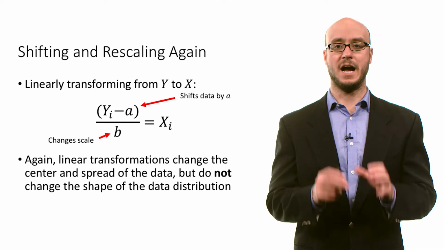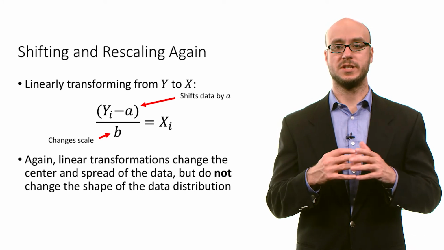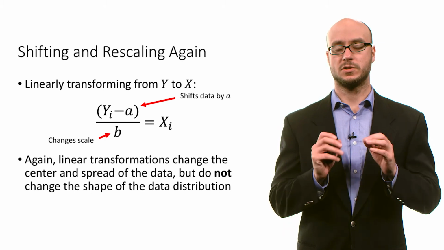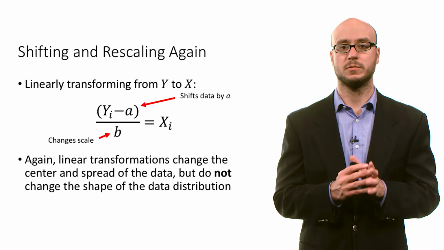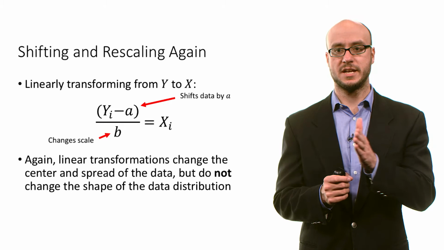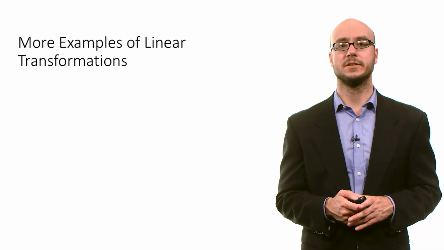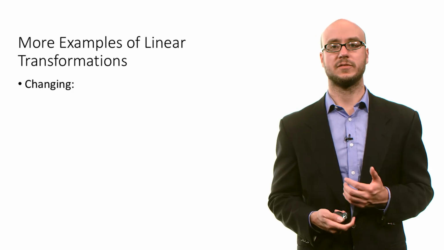And again, we are not fundamentally changing what's going on. We're just changing the center and spread of the data, but not the shape of the distribution. To put it another way, you can think of b, when we're changing the scale, as changing the spread of the data. And with a, we're changing the center. We're shifting the data around where that set of data is centered. So we can look at the same linear transformations using this slightly different way of rewriting it.